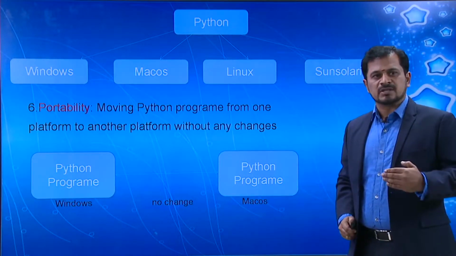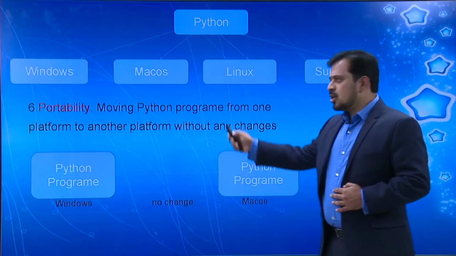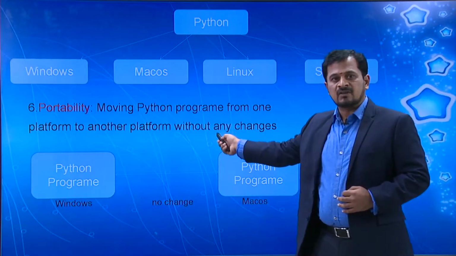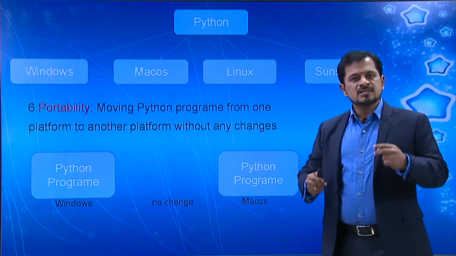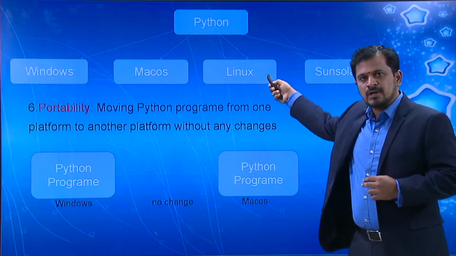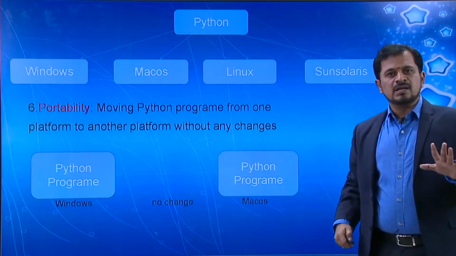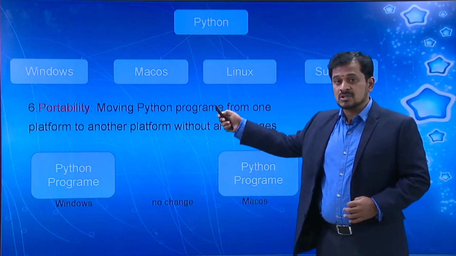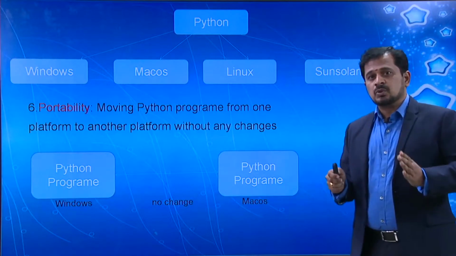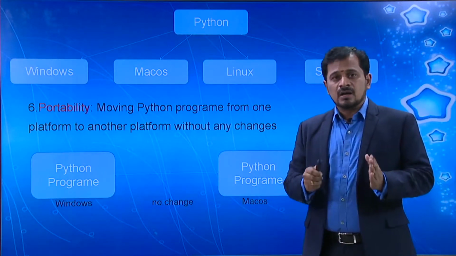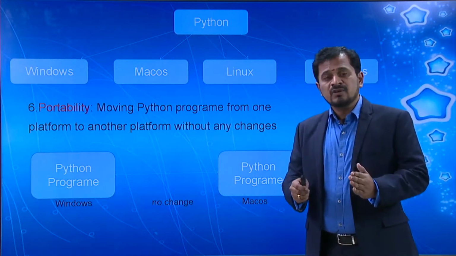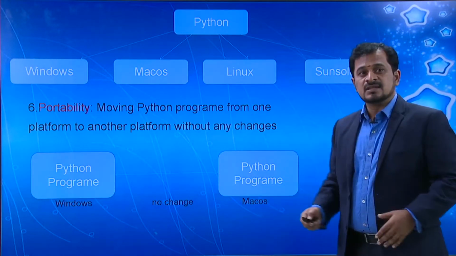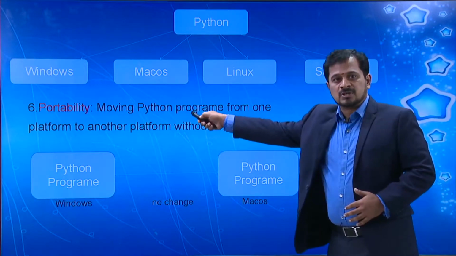And the sixth point is portability. You can move a Python program from one platform to another platform without any changes. There is a slight difference between the earlier point and this point, but if you look casually, both look like the same point. But here portability means that without changing any of your header files or any of your lines of code, you can move a Python program from one environment to another environment. That is why it is called portability.